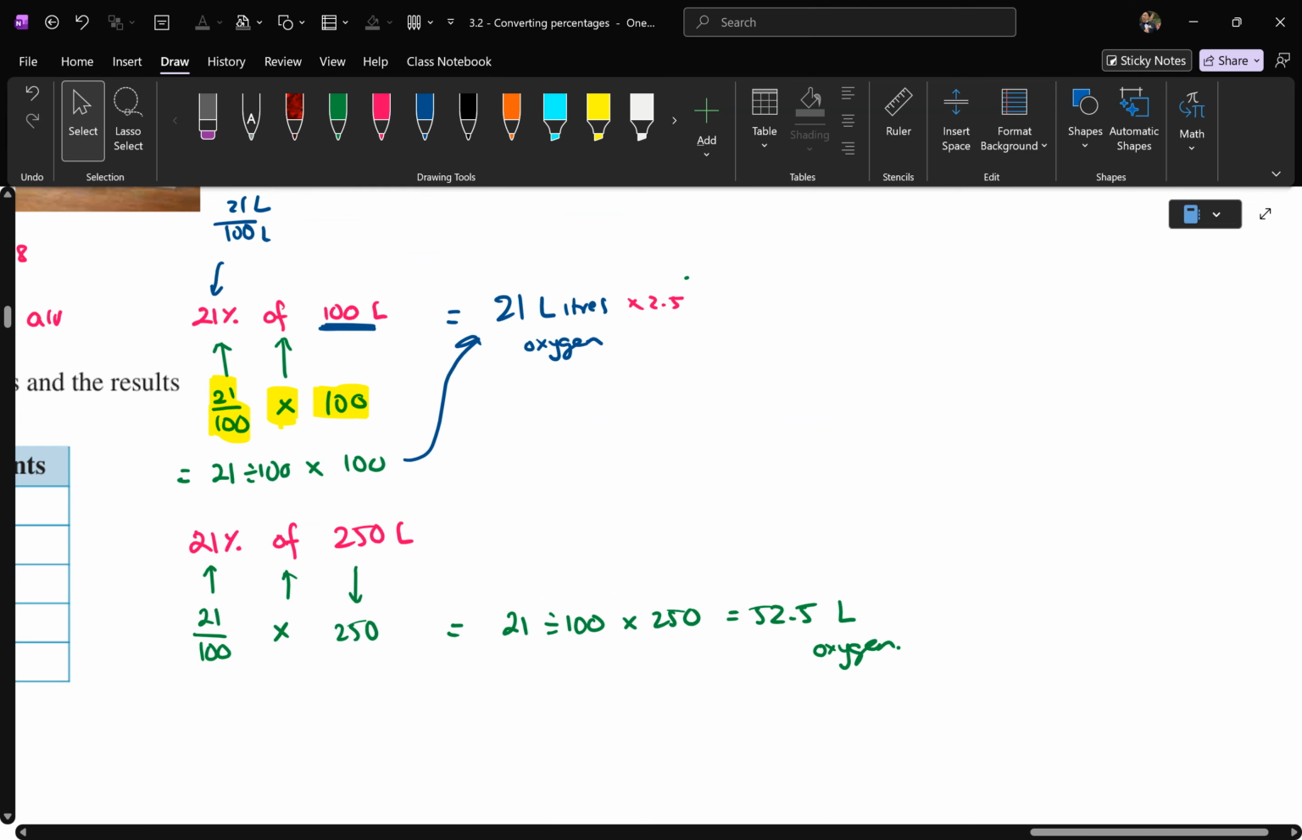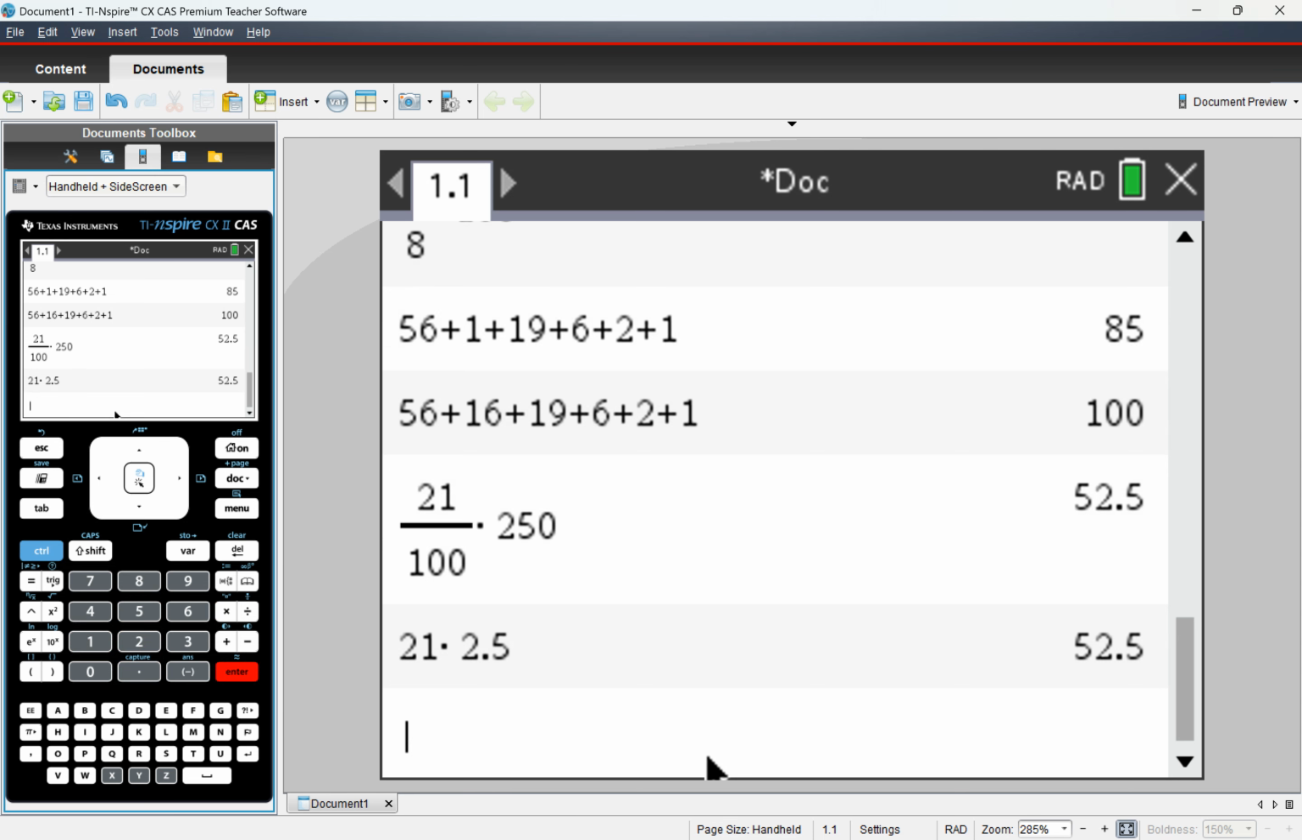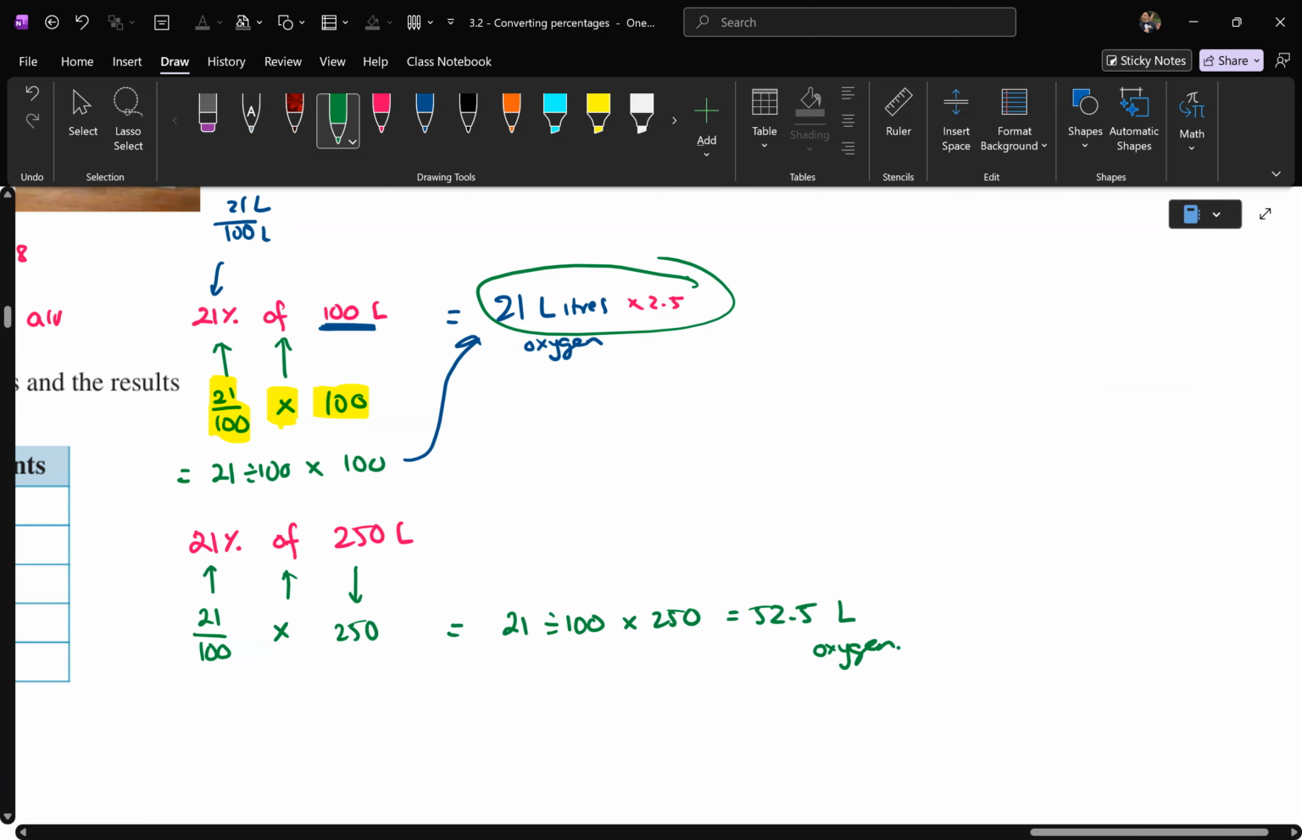Yeah. Alternatively, like I said before, you could have just done 21 times 2.5. So had we just done it here, 21 times 2.5, and you would have got the same answer. Okay. But regardless, all good.